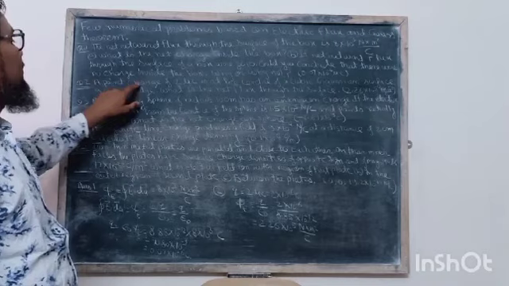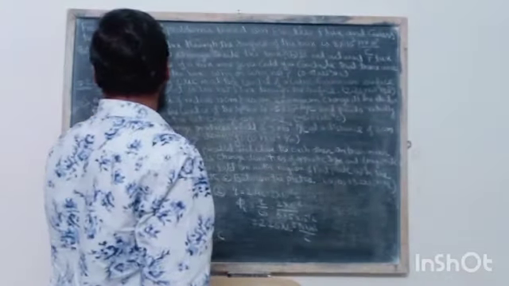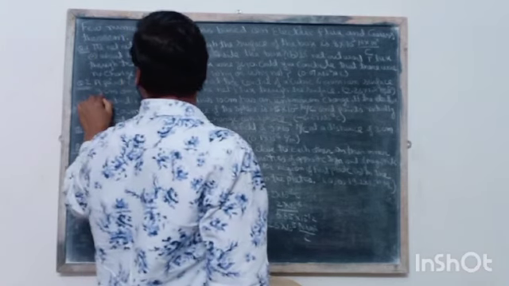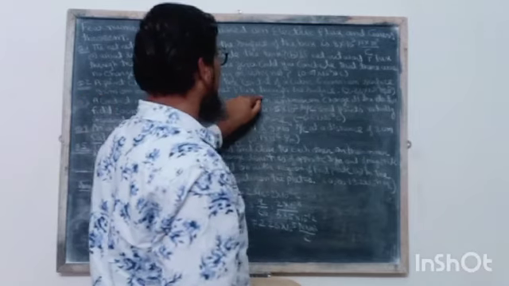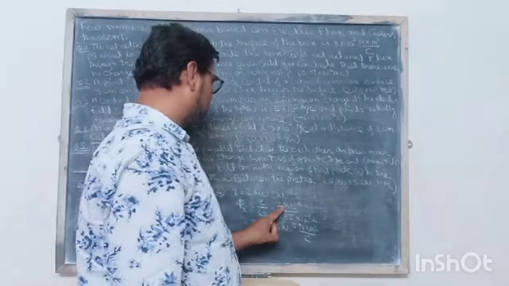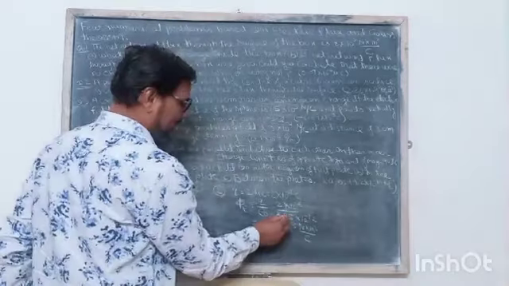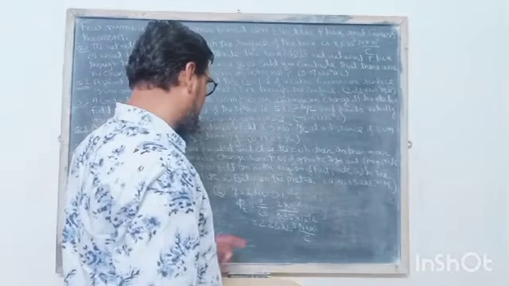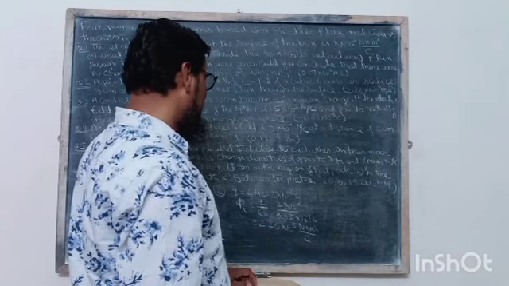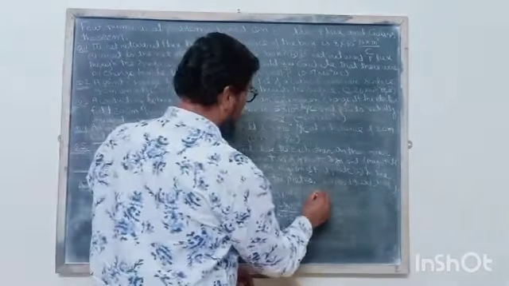So the answer: a point charge of 2 microcoulomb is at the center of a cubic Gaussian surface 9 cm on edge. Each side of the cube is 9 cm. What is the net flux? Flux phi E is equal to Q upon epsilon naught. The value of Q is 2 into 10 to the power minus 6 upon epsilon naught, 8.85 into 10 raised to the power minus 12, and the answer is 2.26 into 10 raised to the power 5 Newton meter square per Coulomb. This is the answer of question number 2.